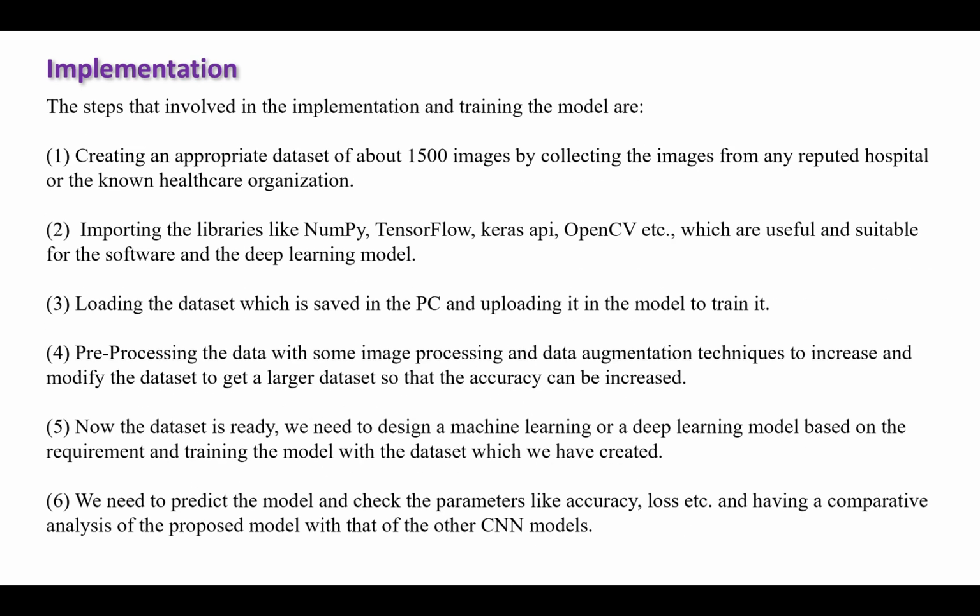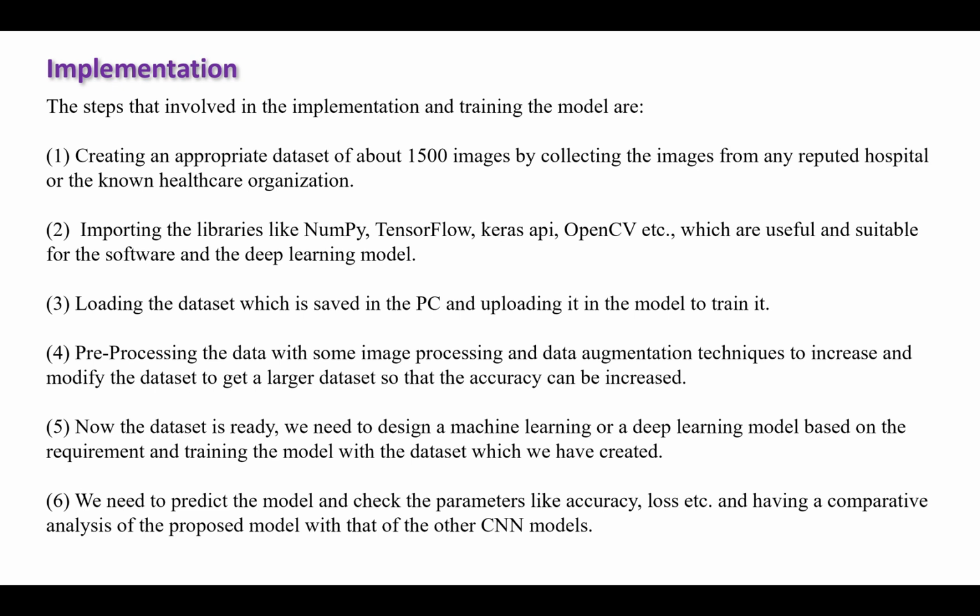And now we will be seeing the implementation steps. First, creating an appropriate dataset of around 1500 images by collecting the images from reputed hospitals, and importing the libraries such as NumPy, TensorFlow, Keras API, OpenCV, etc., which are usual and suitable for software and deep learning models. Loading the dataset, which is saved in the PC, and uploading it in the model to train it.